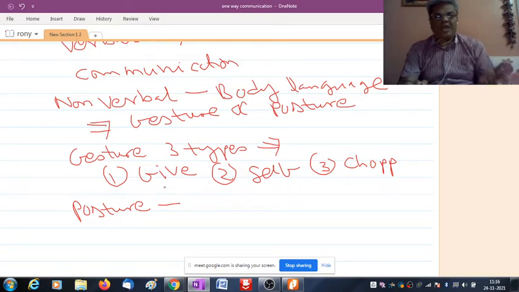They don't have the confidence to look into the eyes of the audience, and this body language, this posture, gives an impression to the audience that these people are worthless and they don't have the confidence to face the audience.